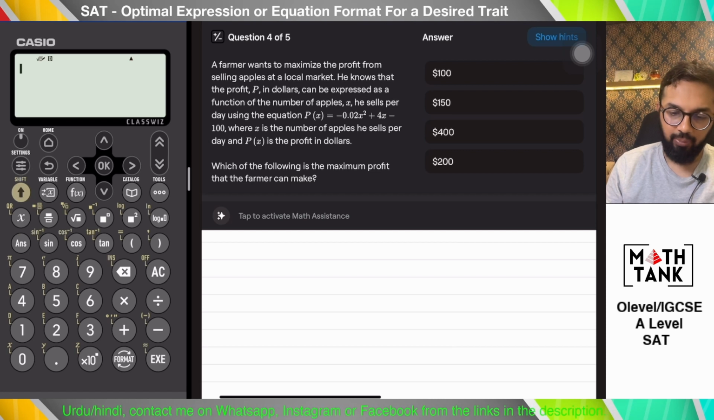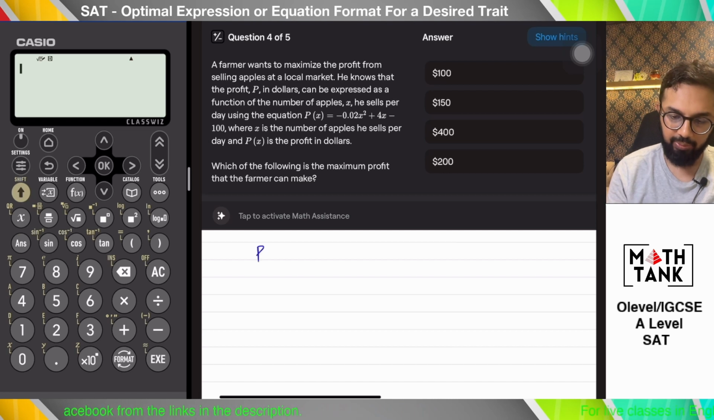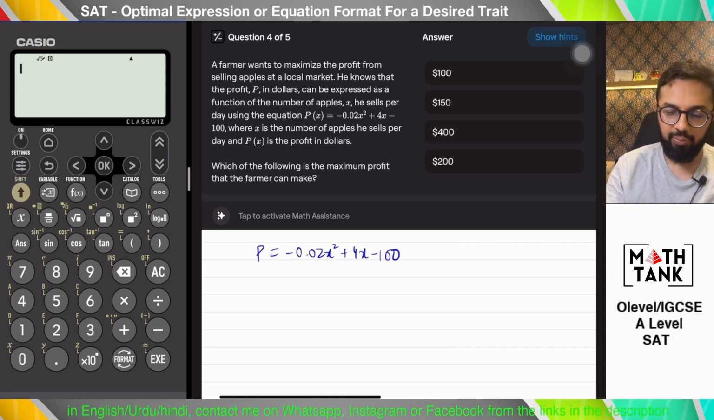Next, it says a farmer wants to maximize the profit from selling apples at a local store. He knows that the profit P in dollars can be expressed as a function of the number of apples he sells per day using the formula this. Where X is the number of apples he sells per day and P(X) is the profit in dollars. That's also per day. Which of the following is the maximum profit that the farmer can make?